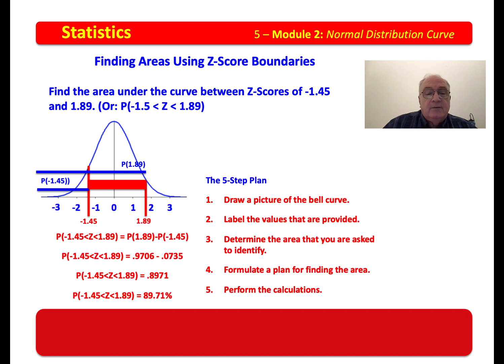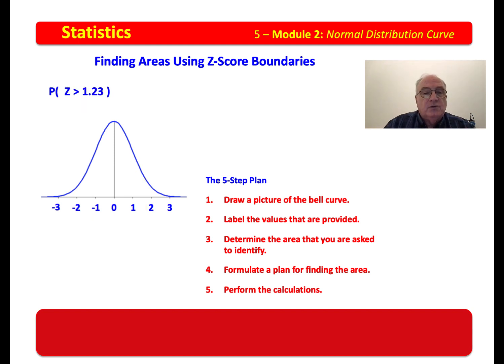We subtract the 2, and lo and behold, we have the area, which is 0.8971, or 89.71%. Look at how we drew the bell curve. Look at how I identified the boundaries that we were asked to use. Then I said, well, the table gives me this, and the table gives me this, and I formulated a plan that this area is this amount minus this amount. Really, it's not that hard. You just have to go in steps, not try to grasp it all in one vision, go in steps and arrive at the answer that you're looking for.